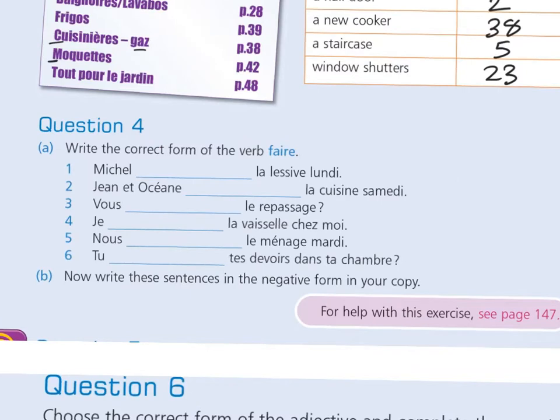Next we have the irregular verb faire in the present tense here. So you'll remember it's je fais, tu fais, il fait with the T, nous faisons, vous faites, ils font. So Michel fait la lessive lundi. Jeanne et Ossien font.